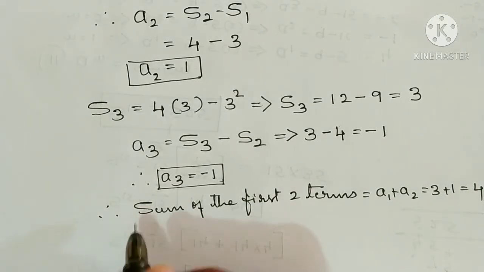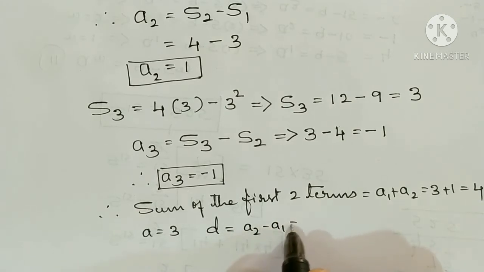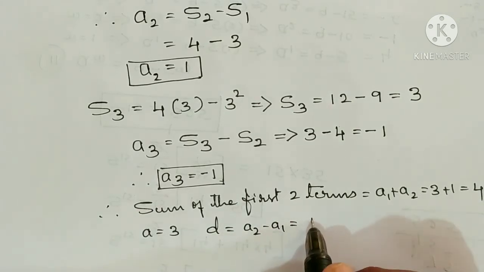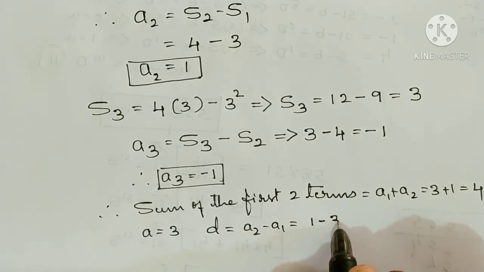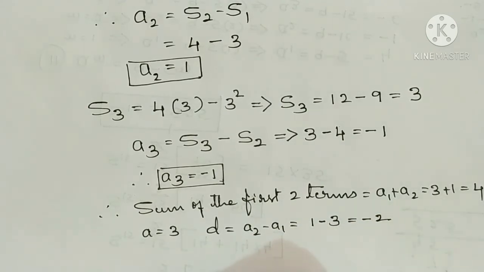Okay. Now here a is equal to 3, that is the first term. Now how to find the difference here? Second term minus first term. So d is equal to A2 minus A1. A2 is 1 minus A1 is 3, that is equal to minus 2.